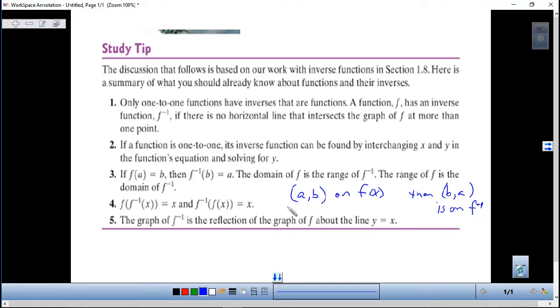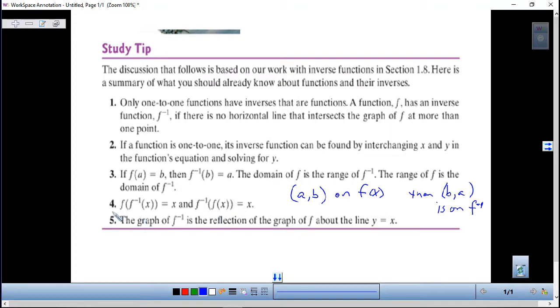Since you're changing all the x's and all the y's, the domain of f turns out to be the range of f inverse, and the range of f is the domain of f inverse. Remember, the domain or the x values are the input values for the function. The range are the output values. So we just swap those two, and we've got the inverse's domain and range as well.